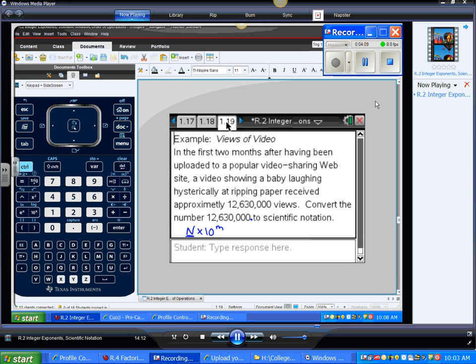So we're going to take that decimal and move it until we get a number that's between 1 and 10. So 12 is too big, so we have to keep moving. One more space. We've moved 7 times now. Okay, so our n value is going to be 1.263 times 10. And again, we moved our decimal 7 places, so it's going to be raised to the 7th power. And if the number starts out very large, that m value is going to be positive. Okay? All right, so let's try another.